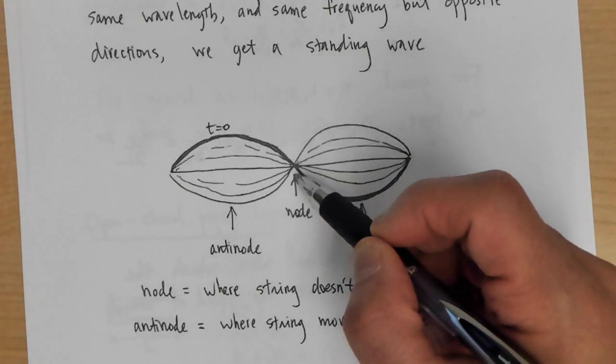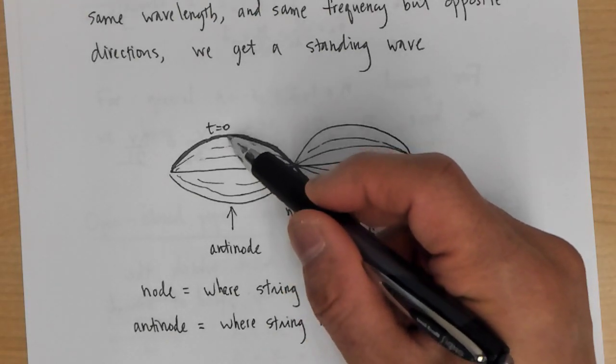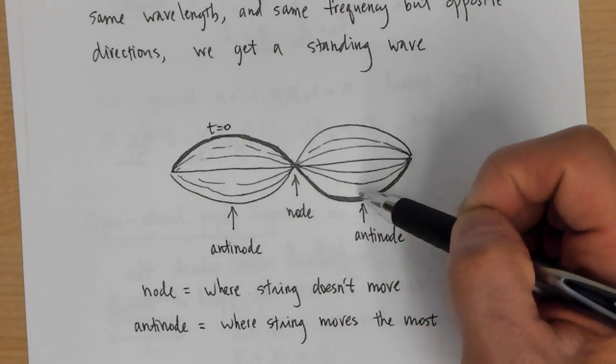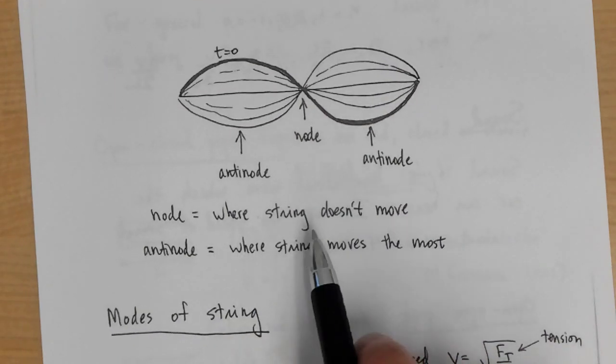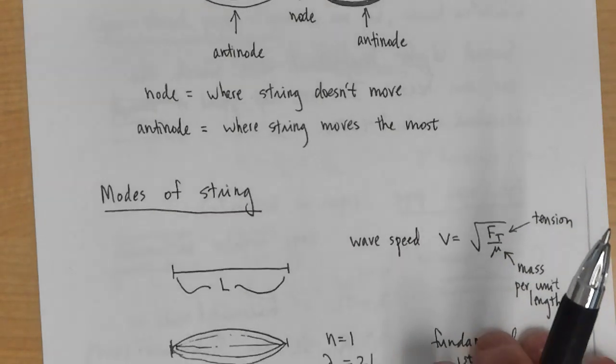In the standing wave, we have something called a node, where the displacement is 0, and then we have an antinode where the displacement reaches maxima and minima. Okay? So notice a node is where the string doesn't move, and an antinode is where the string moves the most.